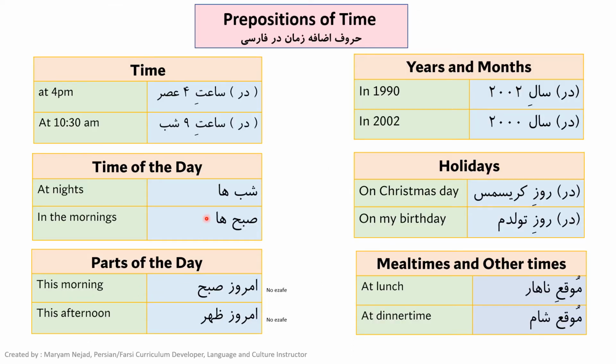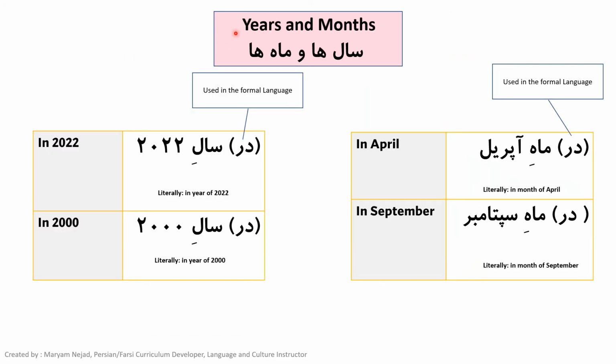So we went over these three categories. Now let's go over years and months, and then we're going to cover holidays and then meal times and other times. So year is سال, years سالها, و ماه month, ماهها months, سالها و ماهها. Let's start with this one.